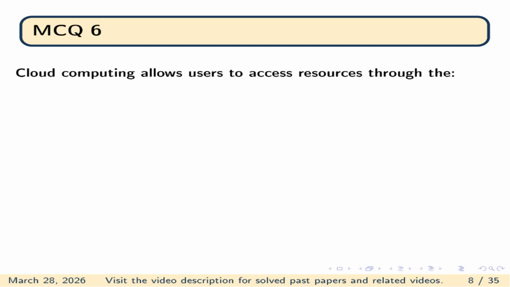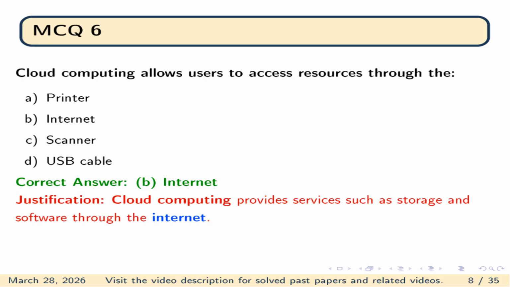Question number 6. Cloud computing allows users to access resources through the printer, internet, scanners, USB cables. The correct option is internet, because cloud computing provides services such as storage and software through the internet.